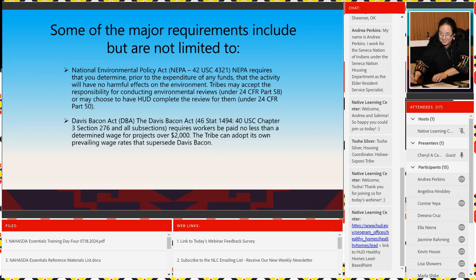The major requirements include, but are not limited to, NEPA. 42 USC 4321 requires you to determine, prior to the expenditure of any funds, that the activity is going to have no harmful effect on the environment. Tribes can accept the responsibility for conducting that environmental review under Part 58, or they can choose HUD to complete that on their behalf under Part 50.